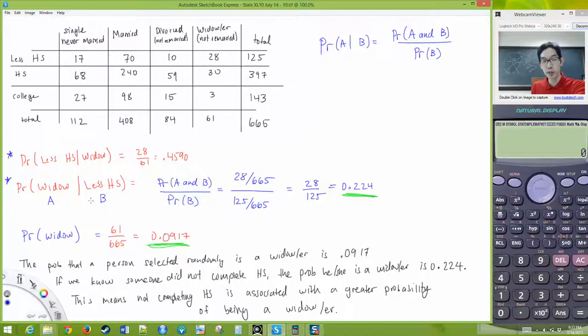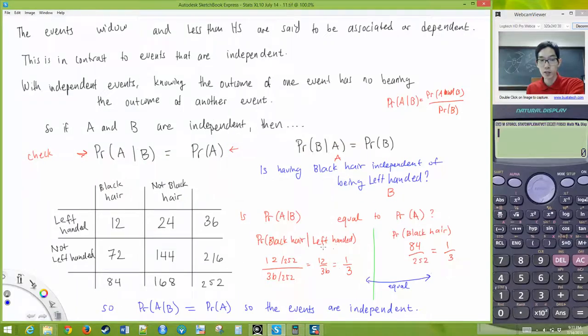Because here, what happened was probability of A given B is not the same as the probability of A. 0.224 is not 0.0917, so they are not independent. They are associated. On the other hand, over here, probability of A given B is probability of A, so they are independent. Okay. Yes?